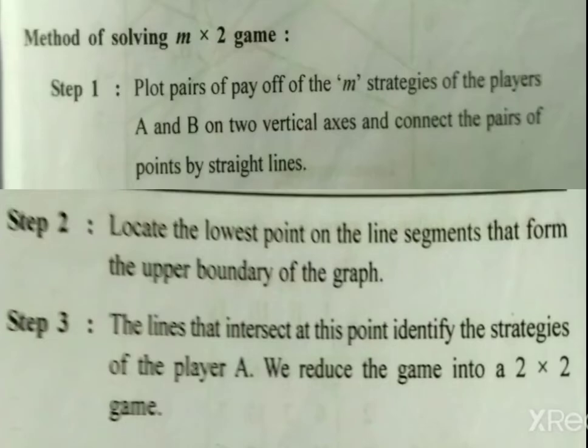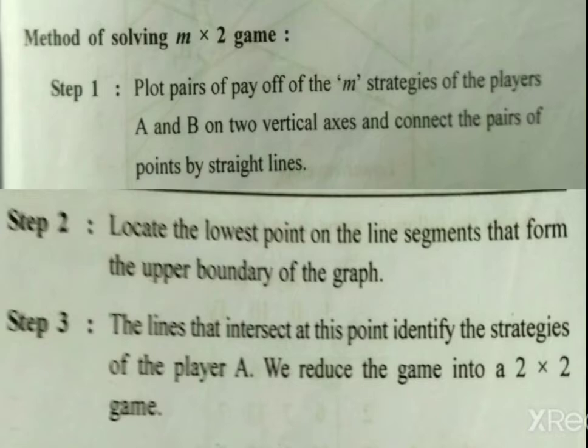Similarly, we have the method of solving an m by 2 game. Plot pairs of payoffs of the m strategies of players A and B on 2 vertical axes and connect the pairs of the points by straight lines. Here also you have to follow the same process. You have to draw the 2 vertical lines, plot the points, and join the pairs.